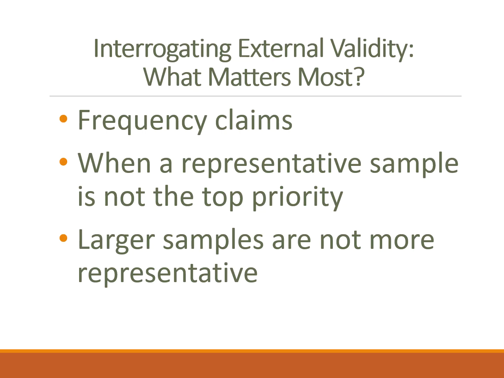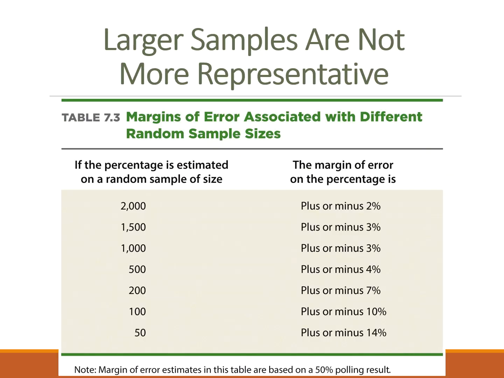When is a representational sample not a top priority? If I'm really focused on trying to get at effect, if I'm looking at does A cause B, I'm probably less concerned with external validity, and I'm more concerned with setting up internal validity, that I am certain of my finding within my sample. And finally, we do want to recognize that larger samples are not necessarily more representative, but may be statistically more accurate. I'll talk about that a little bit in the next slide.